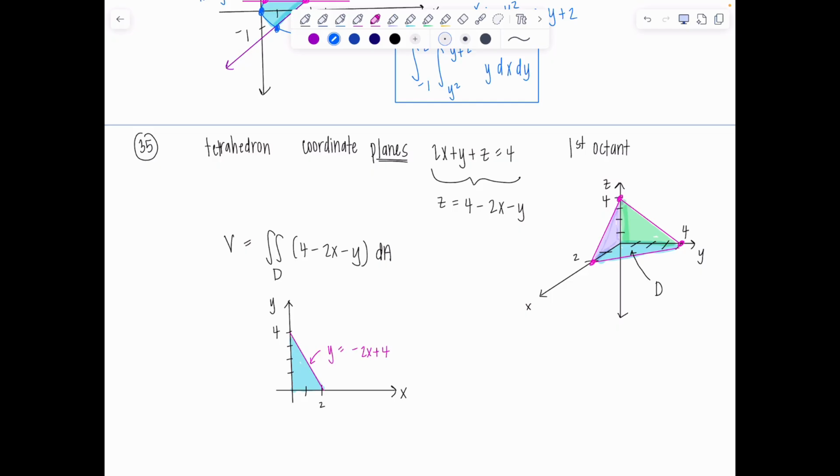So I think the easiest way to describe this base region is top function, bottom function, right? So I would integrate with respect to y first and then integrate with respect to x last. So limits for x are constant. What would they be?